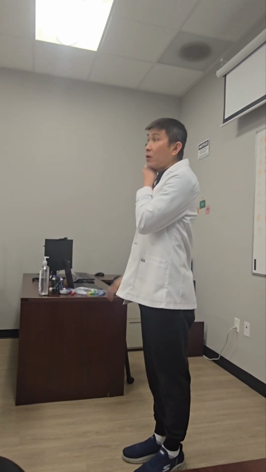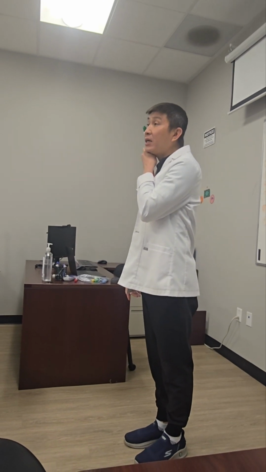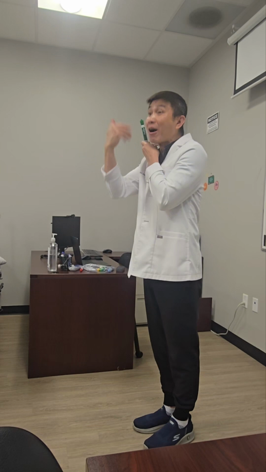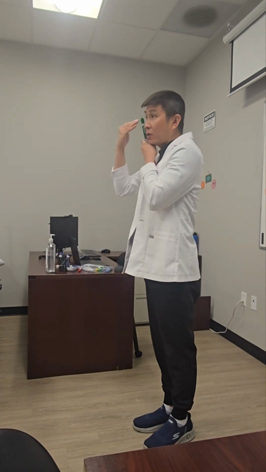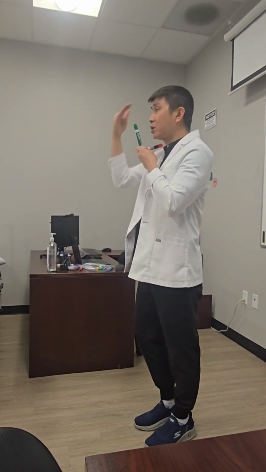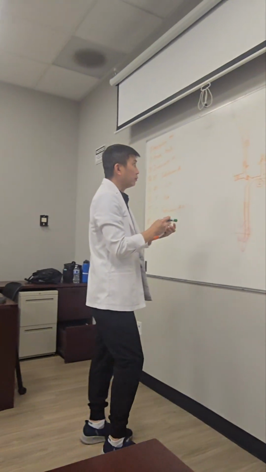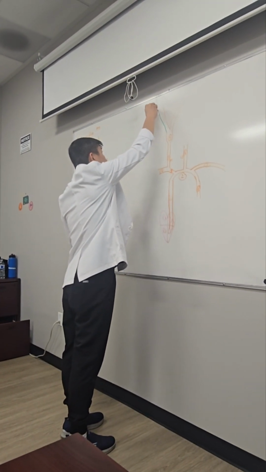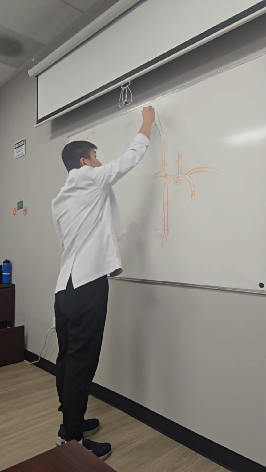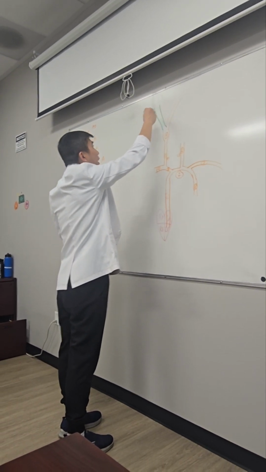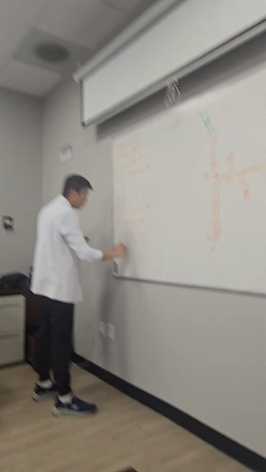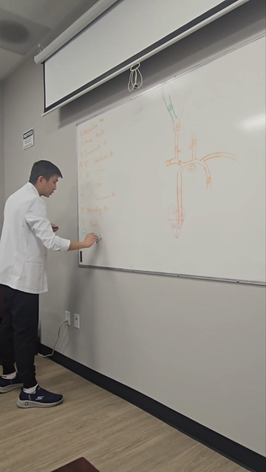So this one we call ECA, external. Just remember, external means outside, right? So external supplies blood for the superficial structures. What number already? 10. External carotid artery.